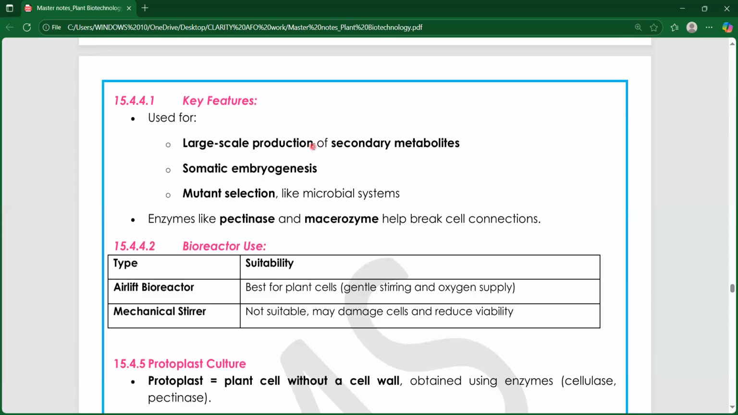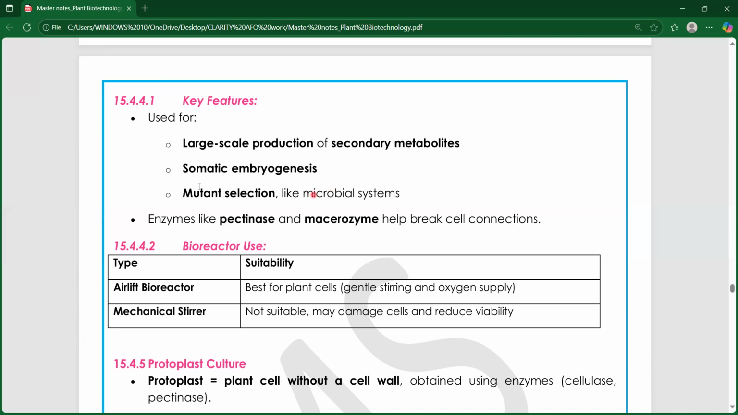Okay, I mean the cell suspension cultures. Generally, these cultures are very useful for mass production of secondary metabolites. Secondary metabolites means alkaloids, flavonoids, essential oils, which can be obtained from plants. Okay, then it is also used for biotransformation. Biotransformation means when the cells can convert precursor compounds into valuable compounds. Okay, so it can be useful there also.